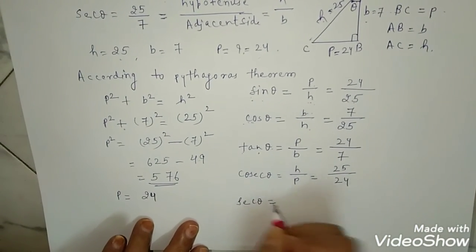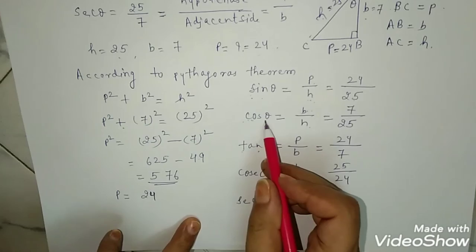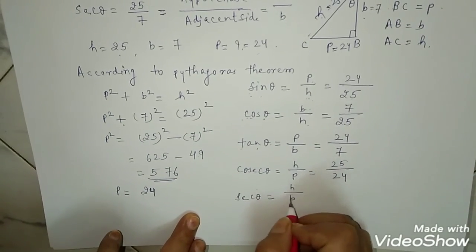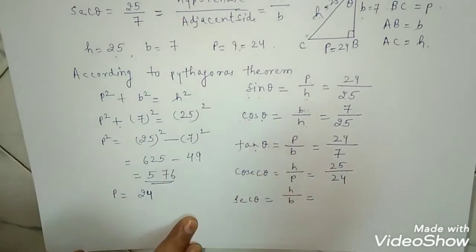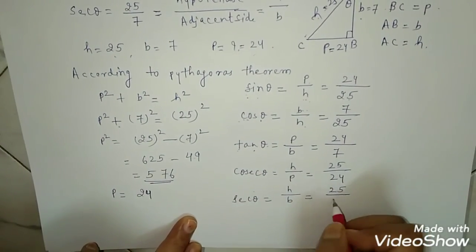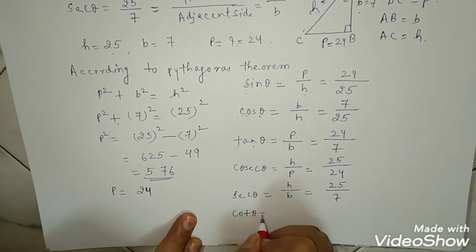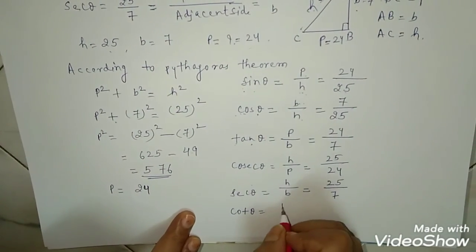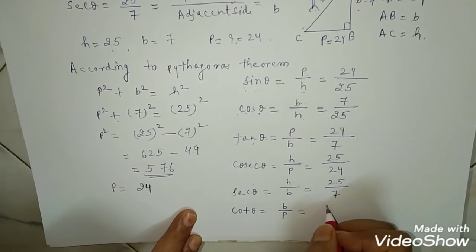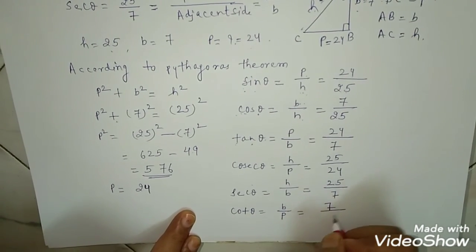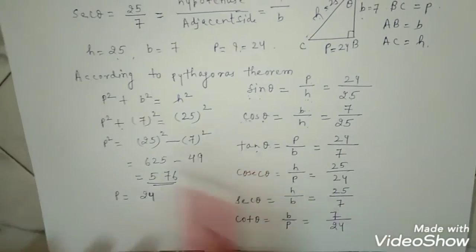Sec theta is already given, but still I am writing. It's the reciprocal of cos theta, H by B. What is H? 25. B is 7. See, we got the same thing. Cot theta is equal to the reciprocal of tan theta, B by P. Okay, so this is the way.